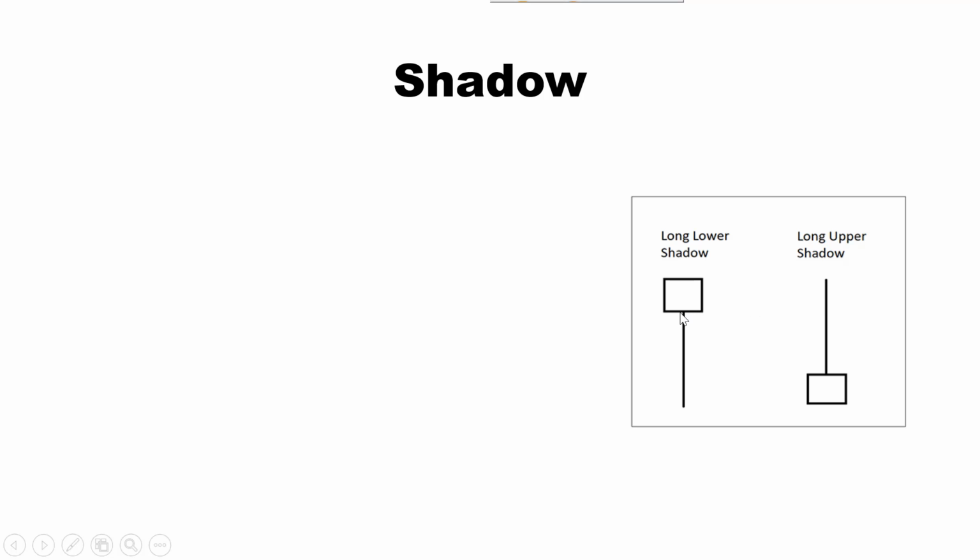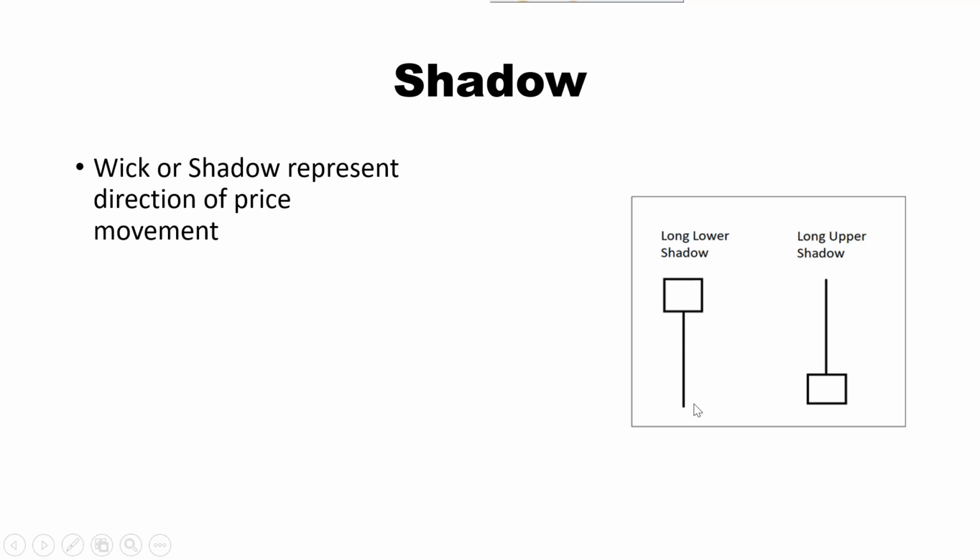Shadow. This particular tail is called the shadow or the wick. The shadow is also playing a critical role because you see the body is very small. Say the body is like 1. Here you can see it is like 3 parts of the body makes this tail. So let's see. The wick or shadow represents the direction of price movement. So here it shows we are having a positive signal. And here we are having a negative signal.